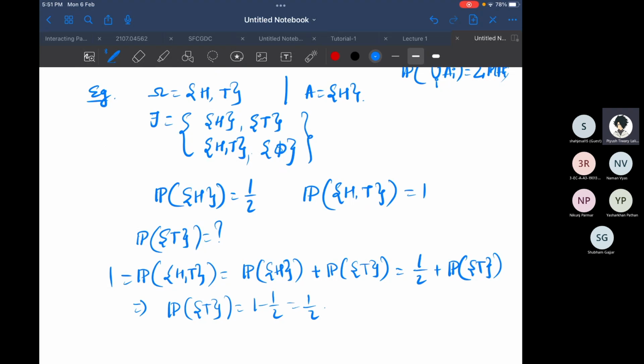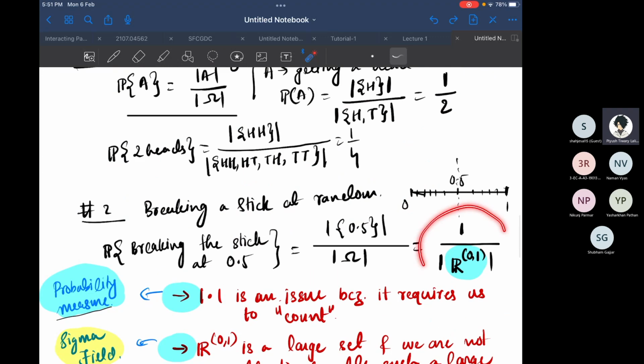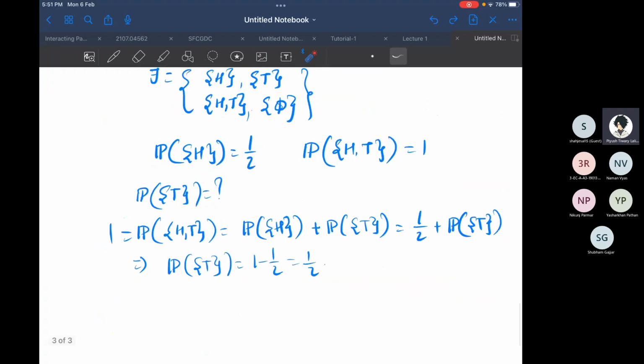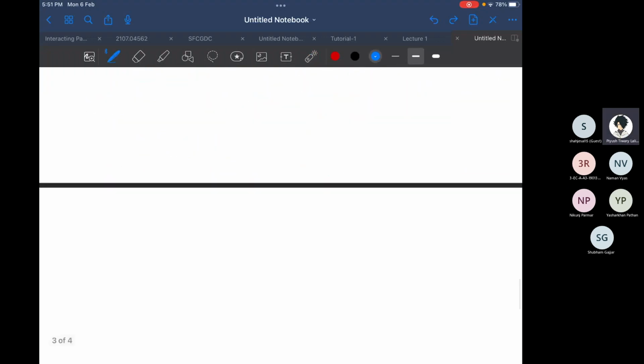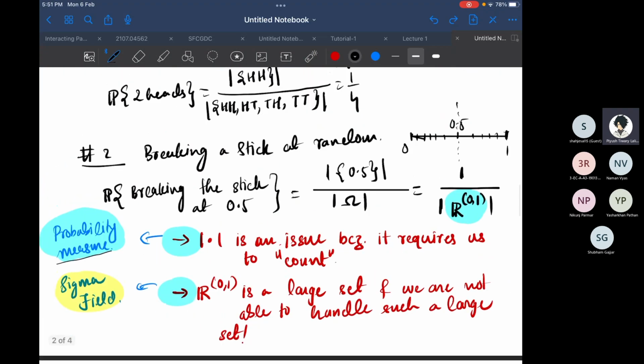It is something that we already know, but it will help us in some cases, like breaking a stick at random where we were in trouble. Okay, so this was an easy example. Let me come to the breaking of stick example.